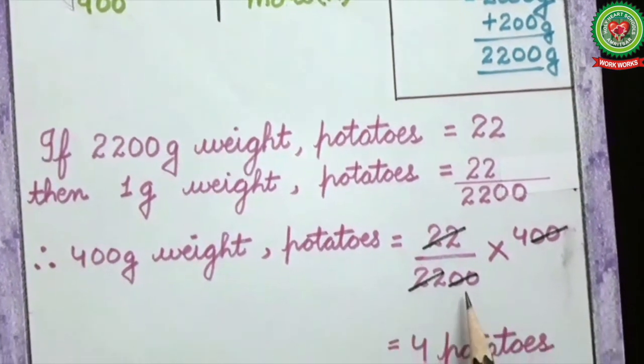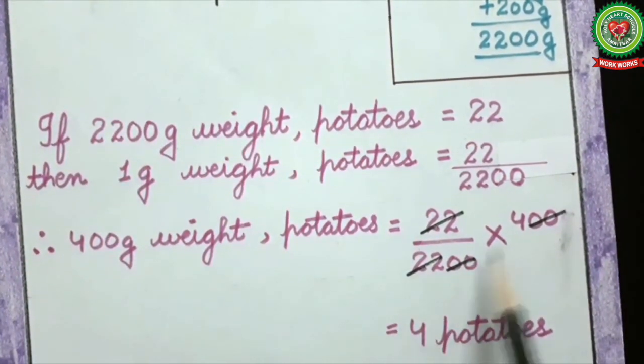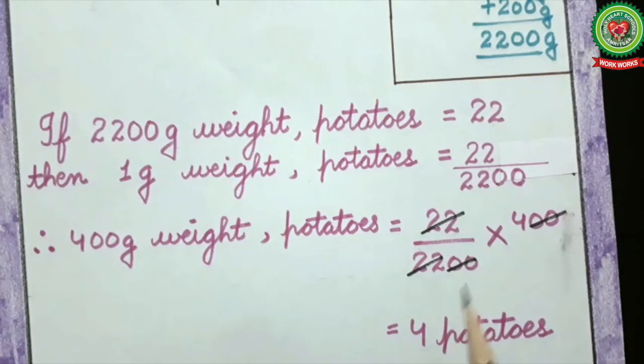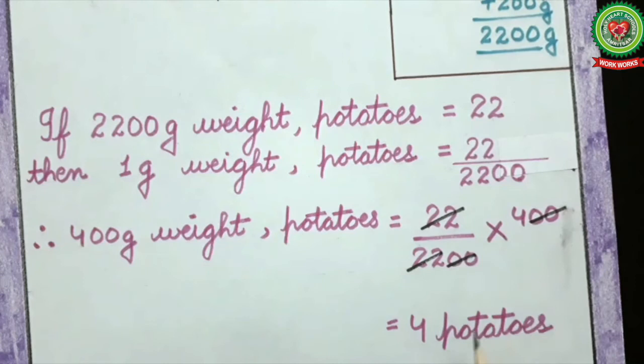On simplification, zeros and zeros cancel with one another, 22 and 22 cancel with one another, we are left with 4 potatoes, which is the required answer. So 400 gram weight potatoes is equal to 4.